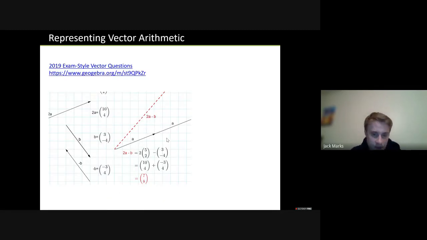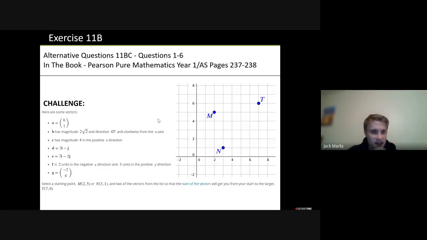Some other visual aids there to help you understand vectors being represented. We talked about negatives and so on. Stacking A's on the end of each other will create 2A. That line there says 2A minus B. So if you did an A, another A, and if you added on minus B, you would get this vector here, which is called 2A minus B. So 11B, to have a go at some of these key ideas.